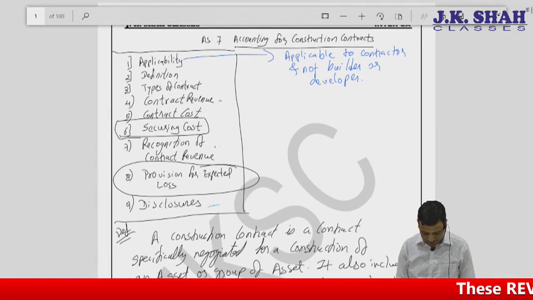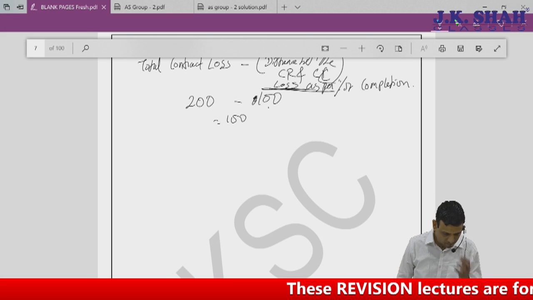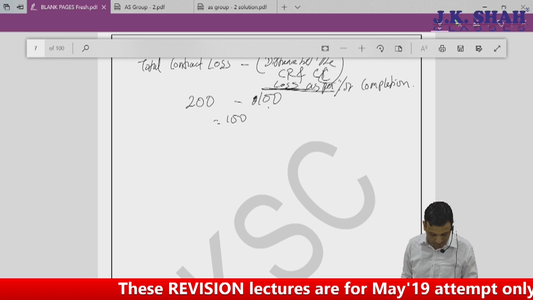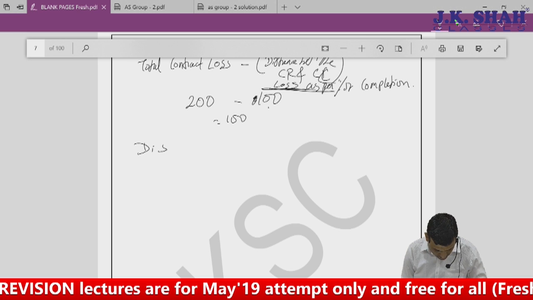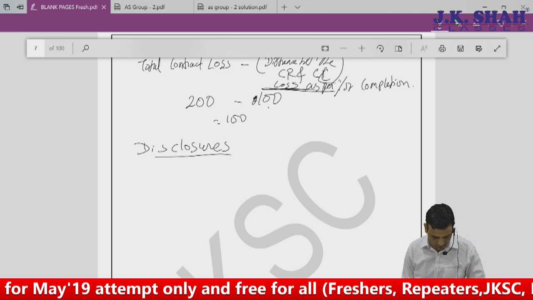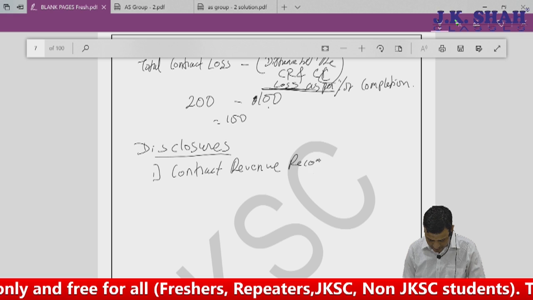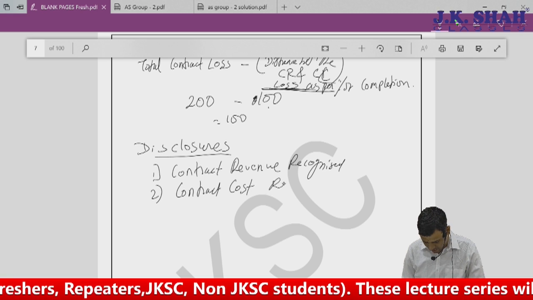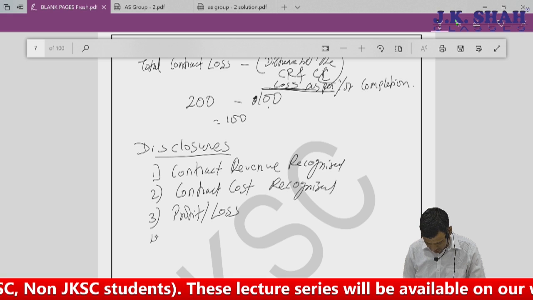Now we move to the part of disclosures. What are the disclosures required? Number 1, contract revenue recognized. Contract cost recognized. Profit or loss on the contract.